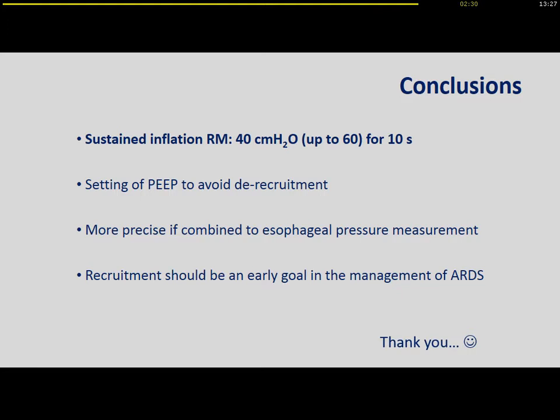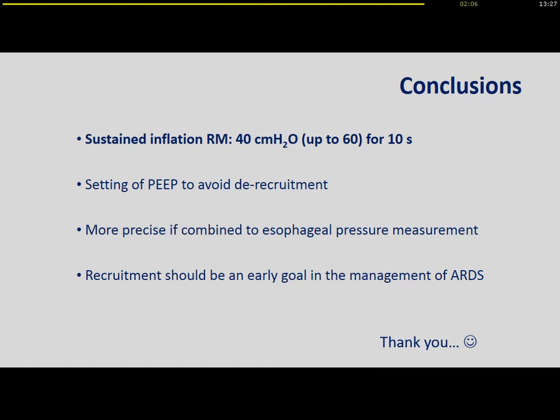Some patients are completely open with 40. Some patients need 60, and you'll be stamped as low recruitable because they were not tested for higher pressures. I'd like to reinforce the point about titration of the recruitment maneuver as well as PEEP. Yeah, I think you're absolutely right, and it's a very good point.